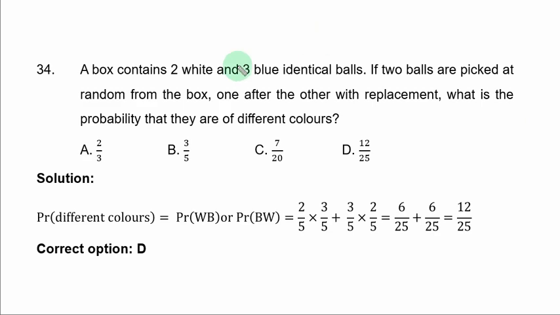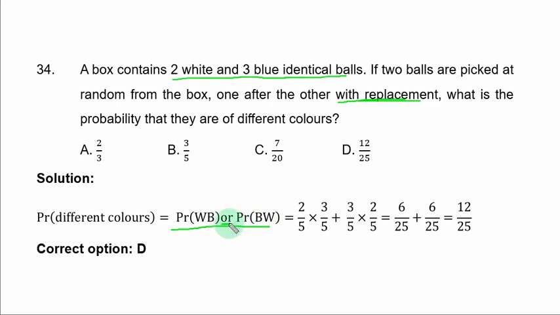Question 34. A box contains 2 white and 3 blue identical balls. If 2 balls are picked at random from the box, one after the other with replacement, what is the probability that they are of different color? With replacement, the total is not affected. Now, because you have 2 balls that you pick one after the other, the first could be white, second blue, or blue, white. So for that reason, you have probability of different colors is equal to probability the first can be white, second blue, or first can be blue and second is white.